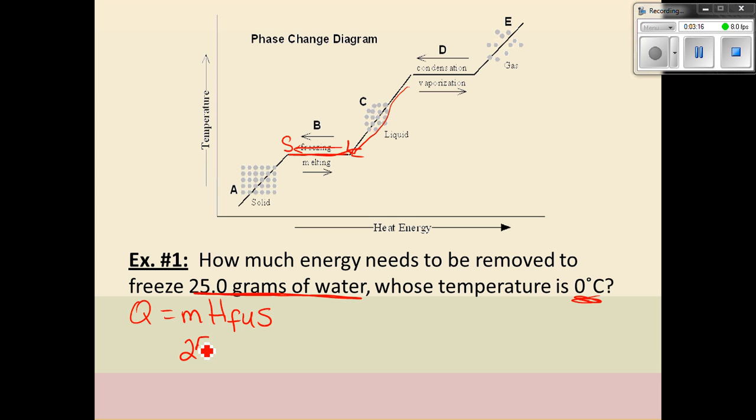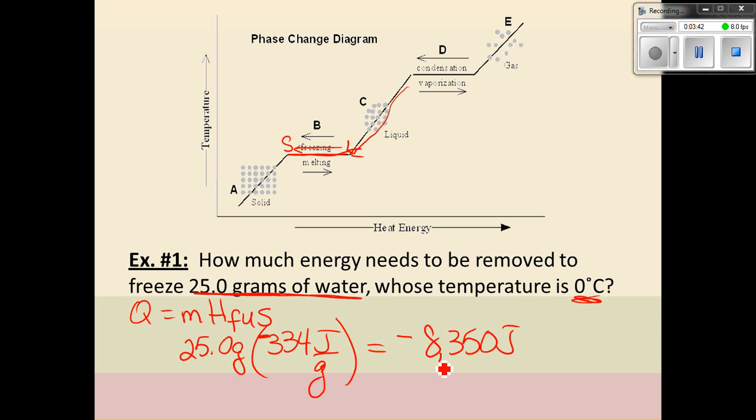I know that there's 25.0 grams of water. I also know from the previous slide that 334 joules is required to melt or needs to be removed, so exothermic, to freeze this water. So 25 times 334 gives you negative 8,350 joules of energy. That's the amount of energy, 3 significant figures, that has to be removed. Notice exothermic, because we're removing the energy in order to freeze and form those intermolecular attractions.